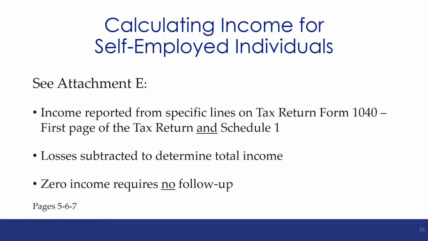So if we take a look at our example on page 5, we have a business income of $25,000 and a farm loss of $15,000. Therefore, the total income for George Smith is $10,000. On pages 6 and 7, we've included an example of the first page of a 1040 tax return and Schedule 1 so you can see where these numbers come from. When reviewing a tax return, income reported under wages, salaries, and tips, or adjusted gross income, cannot be used to determine a household's income.